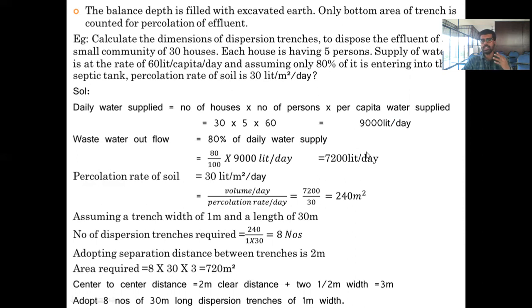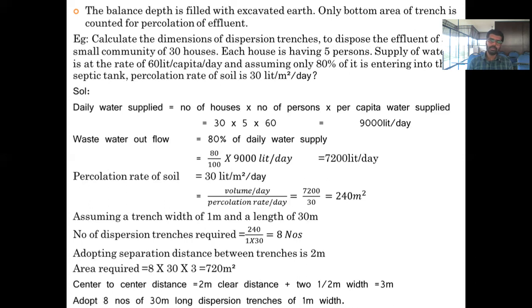So this 7,200 liter per day is discharged into the septic tank, and this is the wastewater flow rate, or wastewater outflow, given as 7,200 liter per day. Now the next thing you have to know is how much area you have to utilize for this dispersion trench. So the water coming is 7,200 liter per day, and you need to find the area.